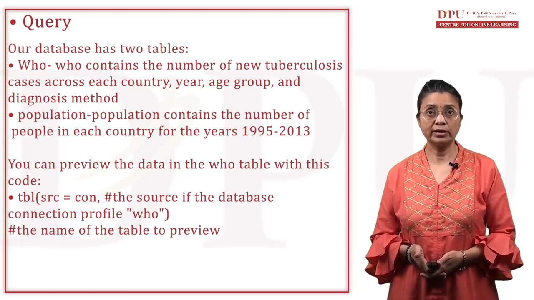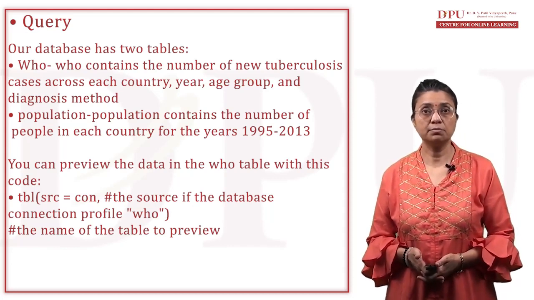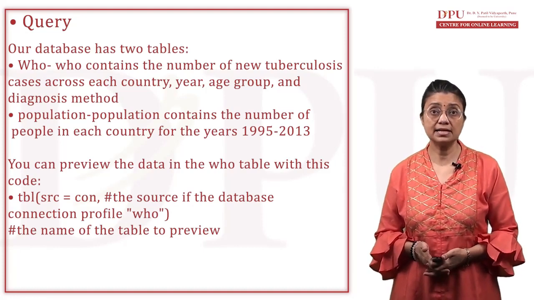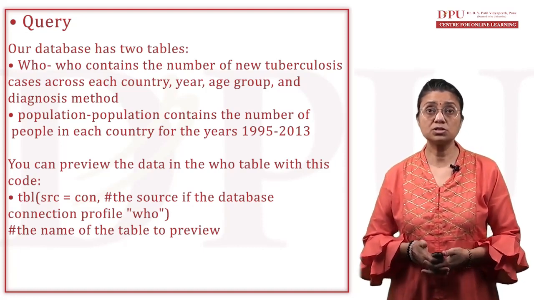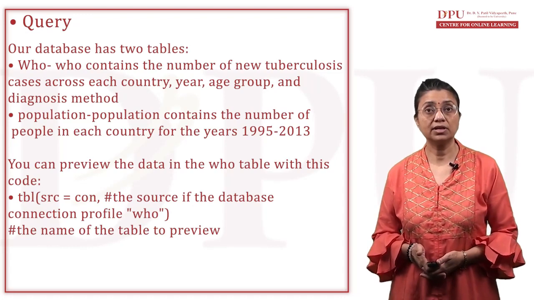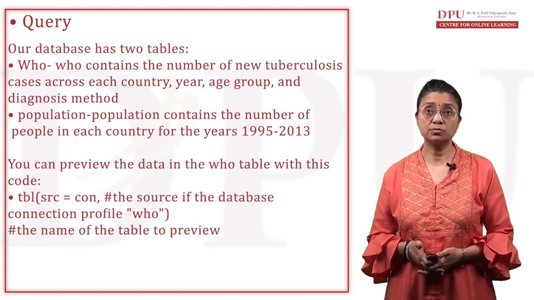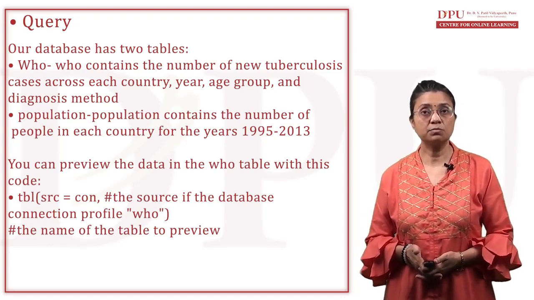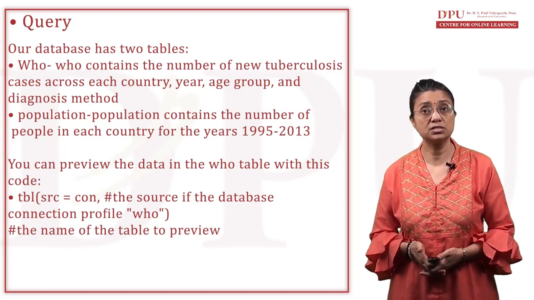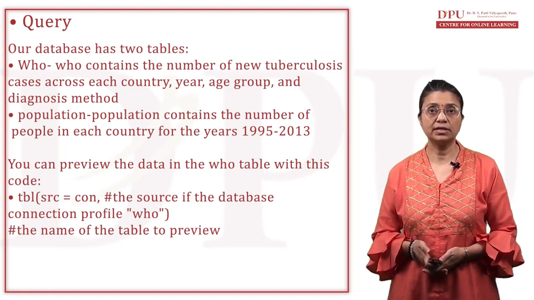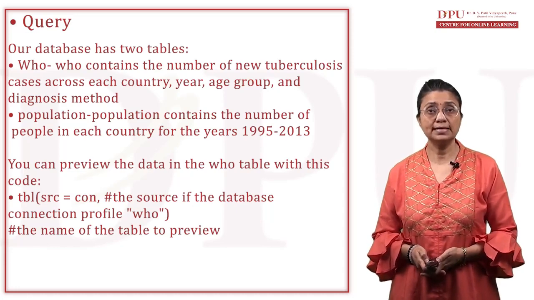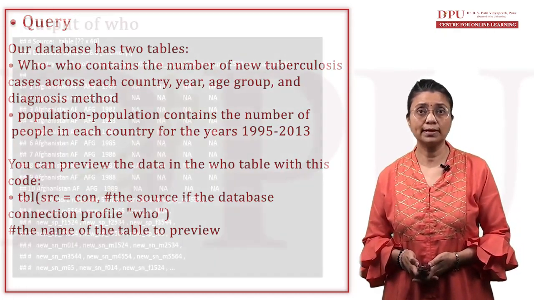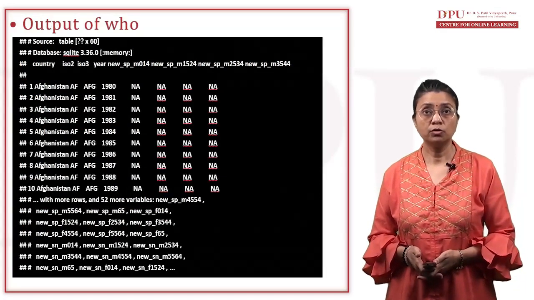So what we are doing over here? We are calling the function table, and in that we are writing src equals con, which means source equals con, and then we are giving the source as the database connection profile who. So that means I'm giving the source when the database connection is who, along with the name of the table to preview. So let's have a look at what will come out of this query. So this is basically the output of who.